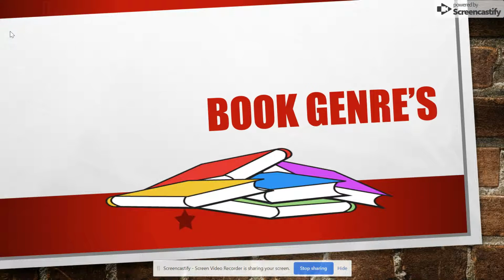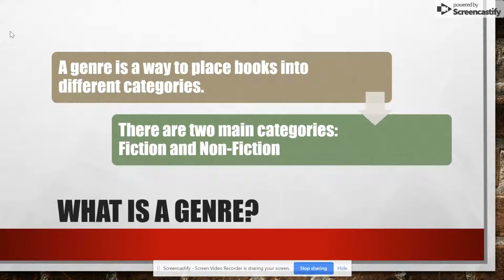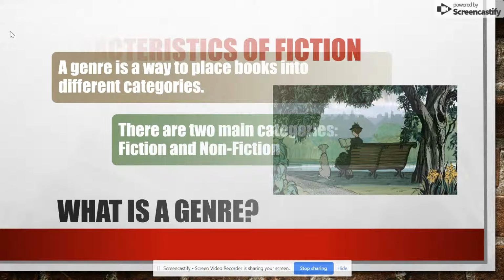Hi everyone! Today we're going to be talking about book genres. But first, let's talk about what is a genre. A genre is a way to place books into different categories. There are two main types of categories, fiction and nonfiction.